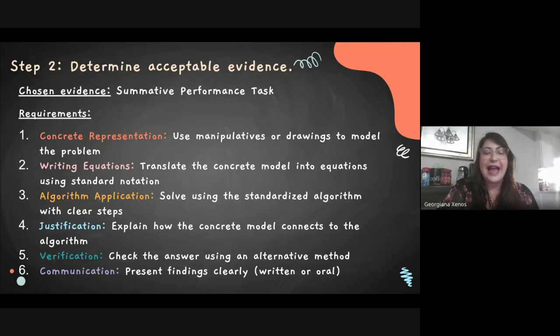Justification, explaining how they connect to the algorithm, which again is a second part of our TEK. Verification, which is checking using alternative methods, trying to get them to think a little bit beyond, use their comfortability, but then use other things to help really open their mind up to different methods. And then, of course, communication, presenting their findings clearly.